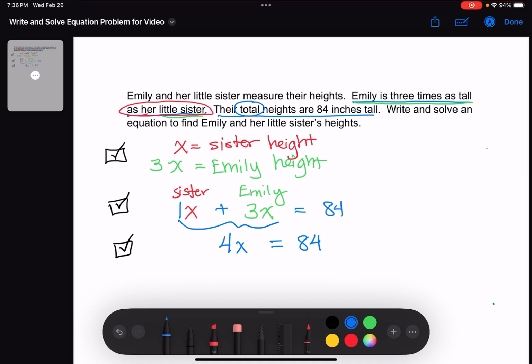Now we need to look at what operation is happening with the variable. In between the number and the variable is an invisible multiplication. Because there's multiplication happening, we're going to do the opposite operation and we are going to divide both sides by 4 so that we can get x by itself. Therefore, x is equal to 21.